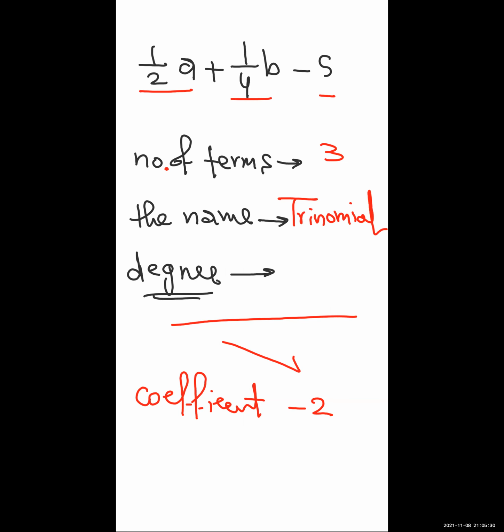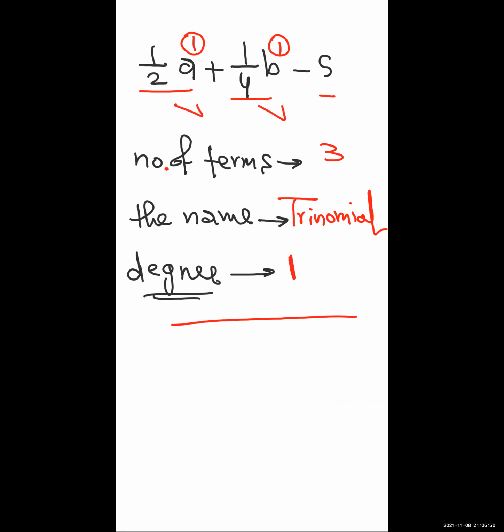Listen. Trinomial. Then the degree is 1. There is no coefficient here, okay? Ignore this one. There is no coefficient because here we don't know. We want to get the coefficient of A or the coefficient of B or what?